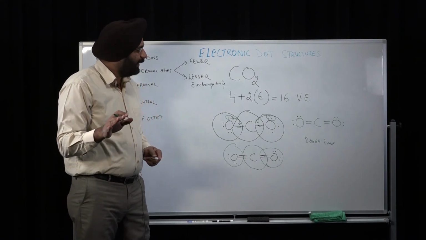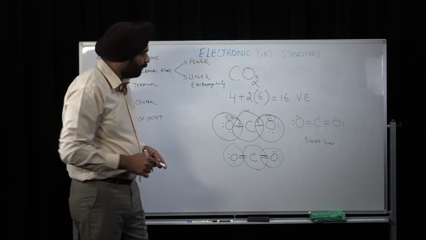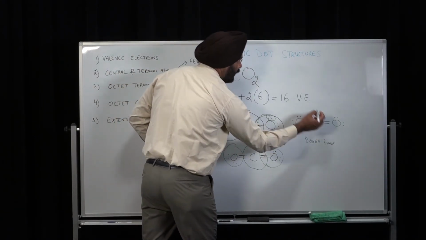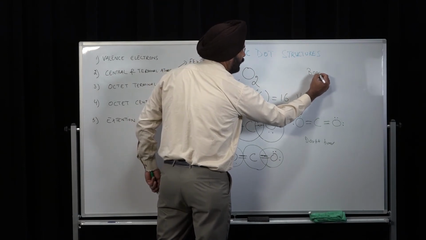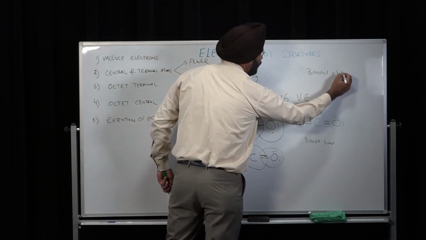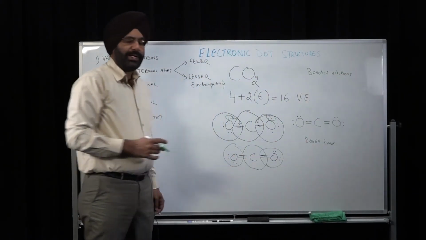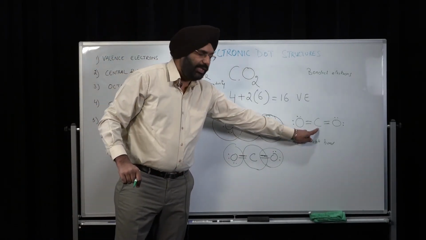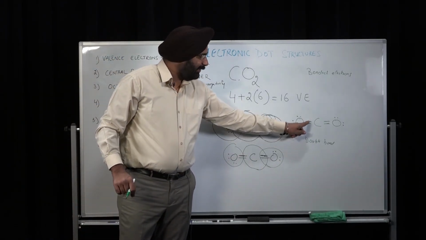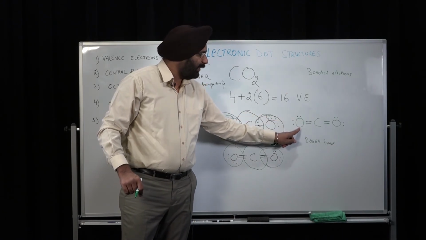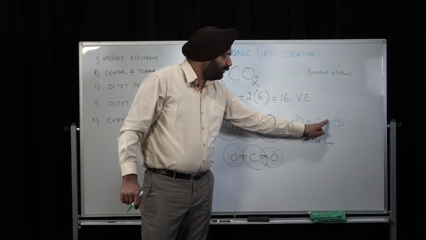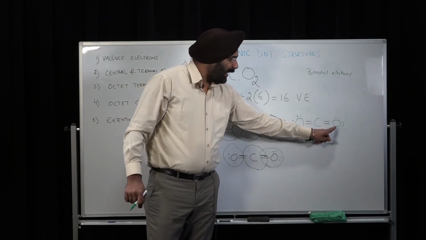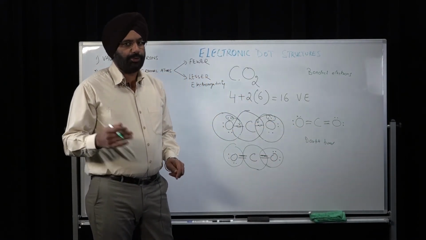We can get more information from this structure. One, these bonds here or these electrons here are called bonded electrons. Bonded electrons means the electrons which are participating in the bond formation. The electrons which are in between the 2 nuclei. In this case, these 4 electrons are in between the oxygen nuclei and the carbon nuclei. The other 4 electrons here, which are also the bonded electrons, are being shared by the carbon and the oxygen nuclei. So those are the bonded electrons.